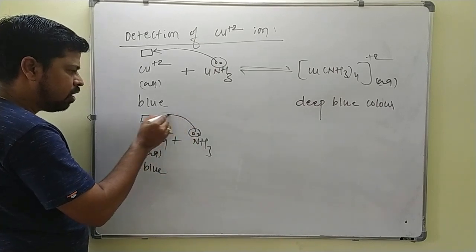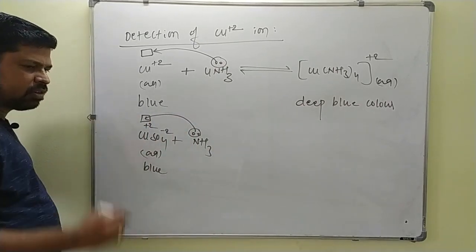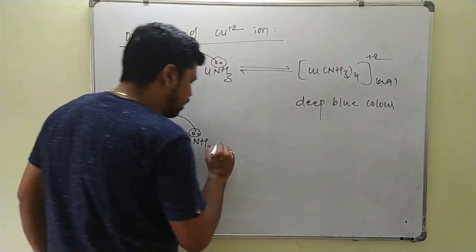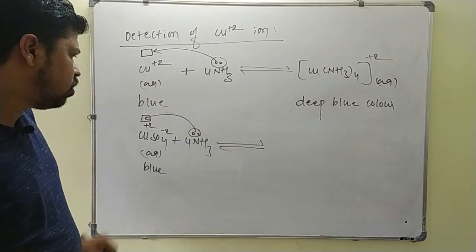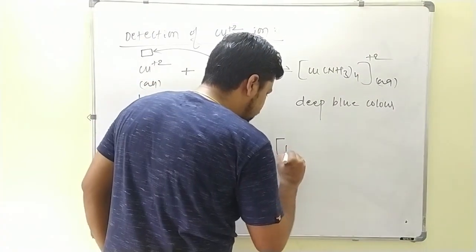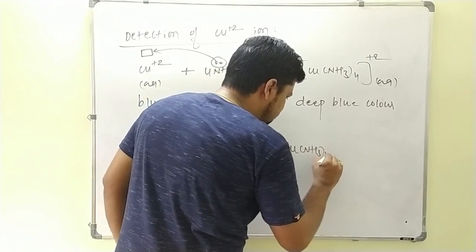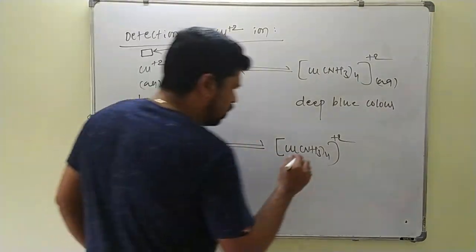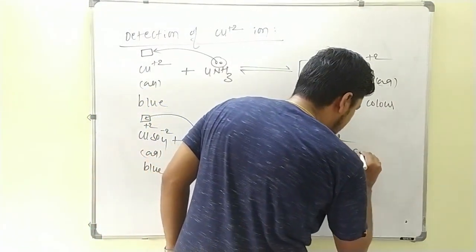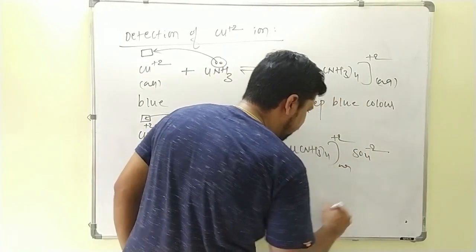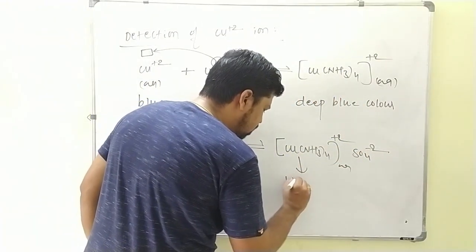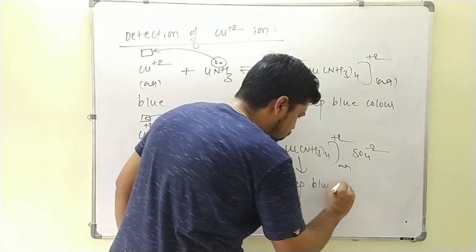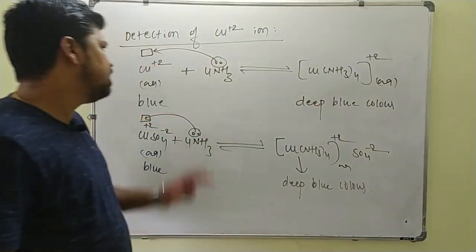Vacant orbitals, 4 vacant orbitals as we have seen already, so these lone pairs of electrons are given towards the vacant orbitals. How many ammonia molecules are there here? 4 ammonia molecules. They give lone pairs of electrons towards the copper plus 2 ion, so it forms the complex Cu(NH3)4. Again there is a formation of a complex with ammonia, and the SO4 minus 2 ion is written outside to balance the plus 2 charge. This is in the aqueous medium. So this complex has what? Deep blue color.